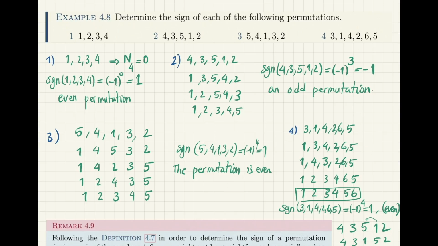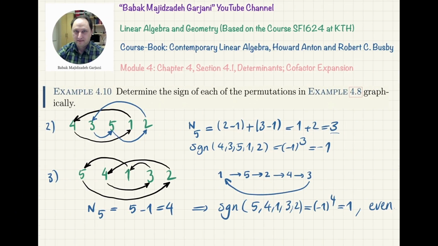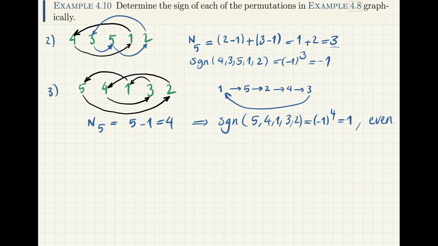Okay, now let us go to the next one. You see here 3, 1, 4, 2, 6, 5. Okay, so let me just take it here with me and then write it here. So I have number 4.